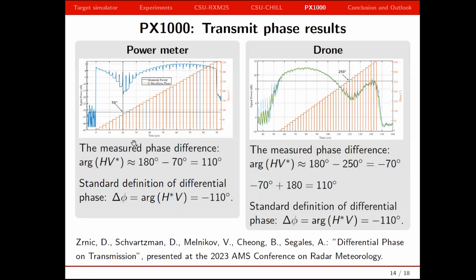And when they have a minimum in this power measurement, this means that the differential phase on transmission is 180 degrees.